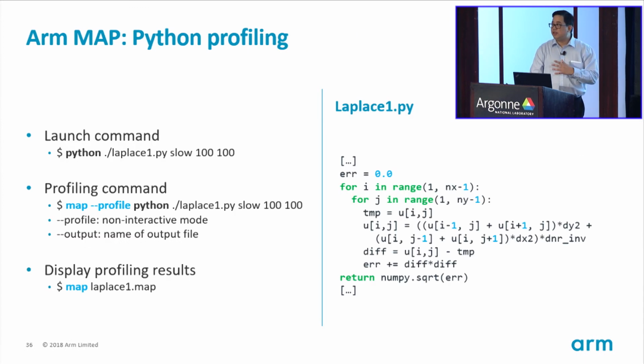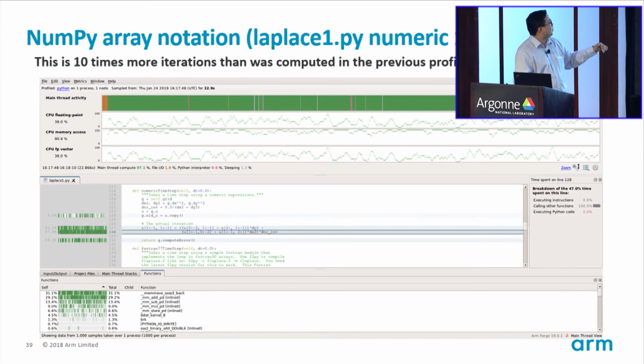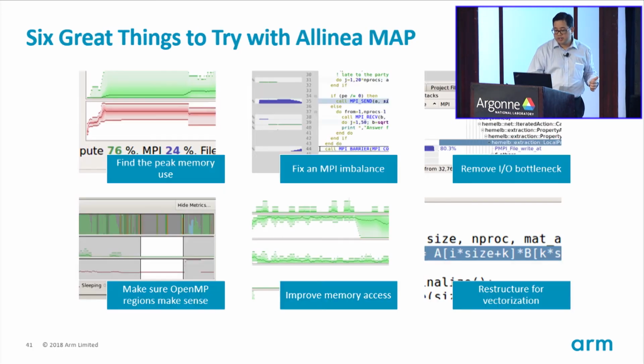In addition to just profiling normal code, we also have Python profiling. In the interest of time, I'm just going to show you that it does work. You just take map-profile on your Python. This is the naive implementation with Python, just normal Python. And then if you use the NumPy array notation, you get much better use of the CPU units. OK, and then again, this is a cheat sheet of how to use MAP on your code and a couple of things that MAP can do.